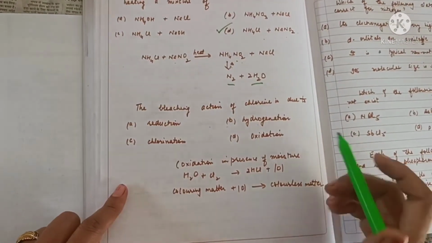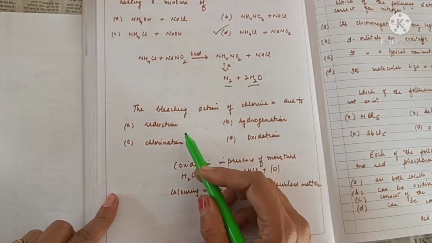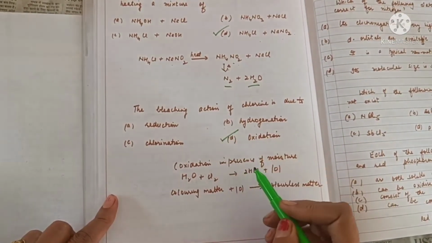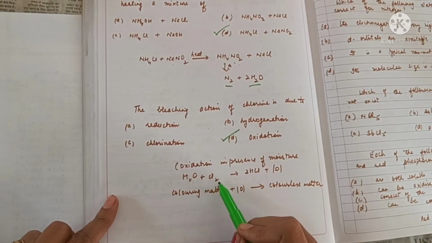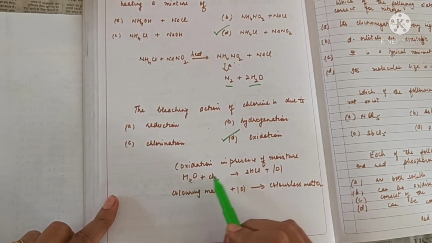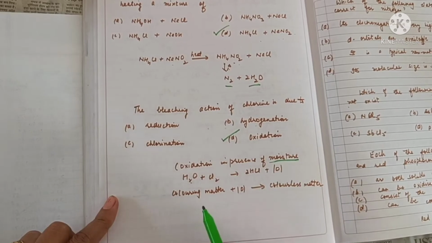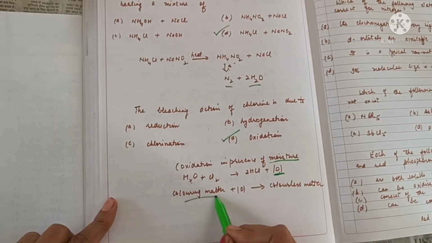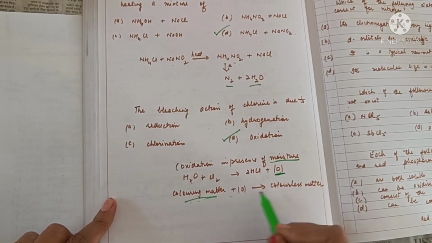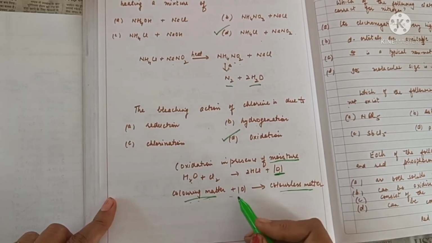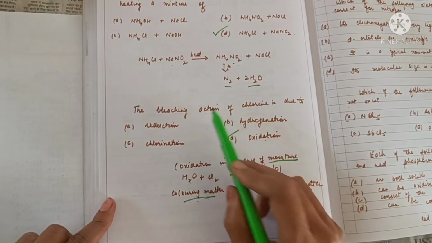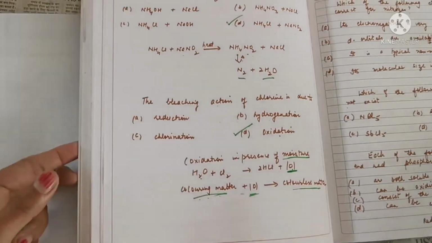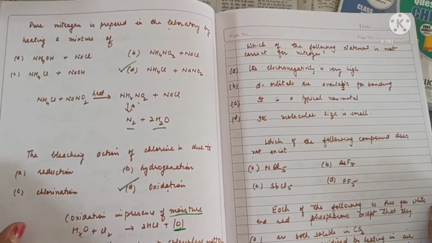The bleaching action of chlorine is due to oxidation. Chlorine reacts with water, moisture present in air, to form nascent oxygen. This nascent oxygen will oxidize coloring matter to colorless matter. So oxidation is responsible for bleaching action of chlorine.